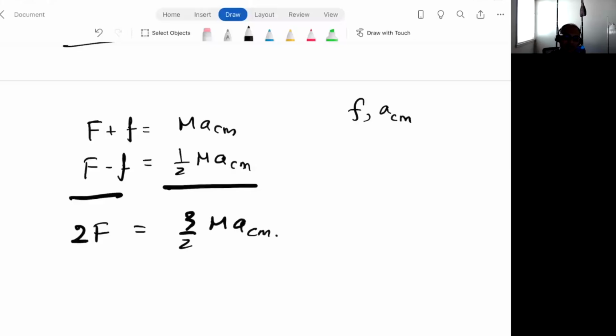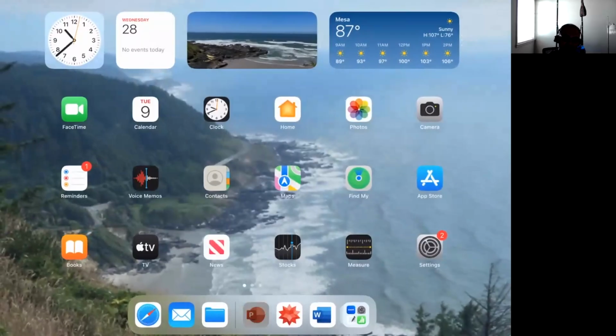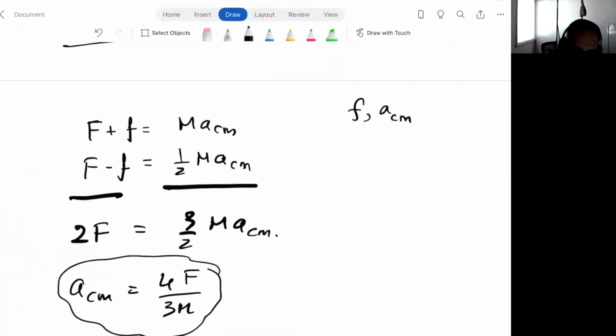And so from here, I can immediately solve for ACM. So f is gone. I can immediately solve for ACM. ACM is going to be 4f divided by 3m. That's one of the answers. Yeah, so a numerical value for m should have been provided, which I forgot, but you would need a numerical value for m. You have a numerical value for f. All right.